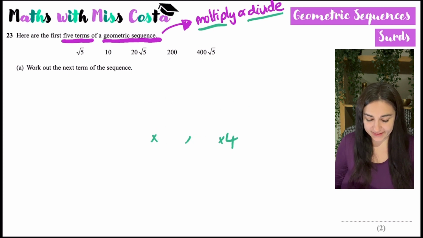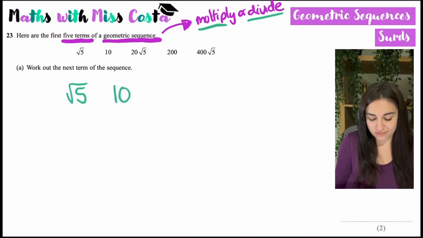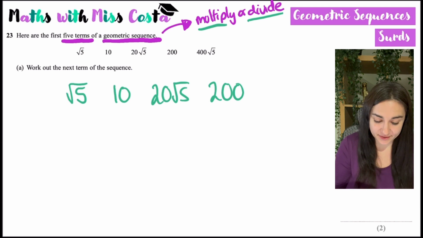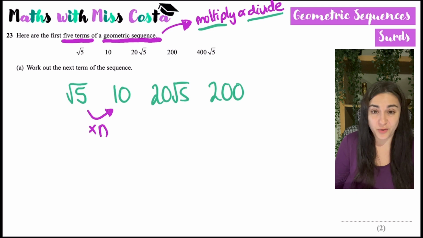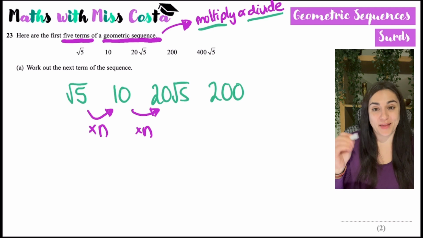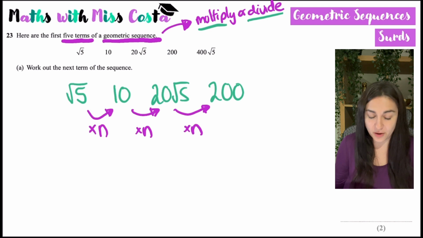So let's apply this to our sequence that we've been given. Now, yes, it's got surds in it. Yes, it's not the easiest of sequences, but if we're not confident with surds, let's see how we can get a little bit creative. To get from the first term to the second term, I'm going to need to multiply by something. I don't know what that is yet, so I can just call it n. What do I do to get from that term to the next term? I multiply by n again. So each time I'm multiplying by something to get to the next term.